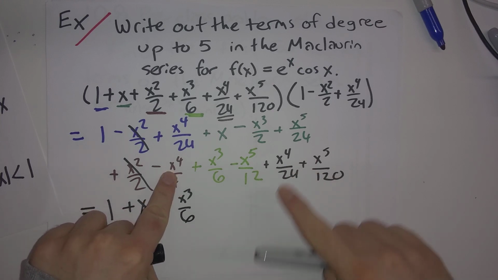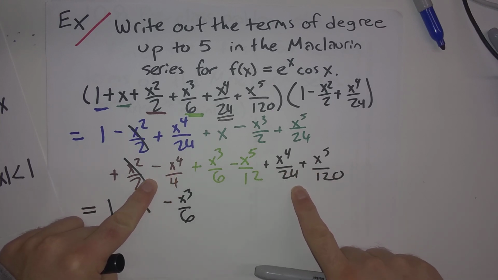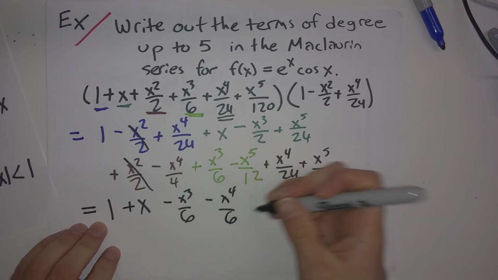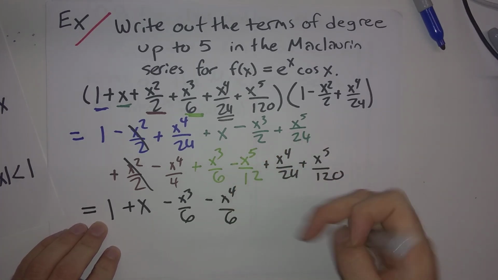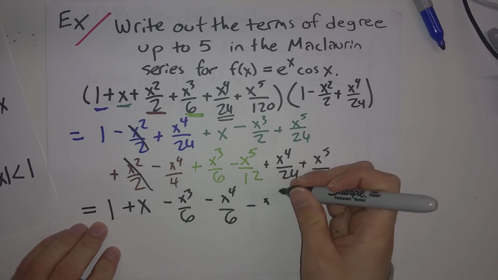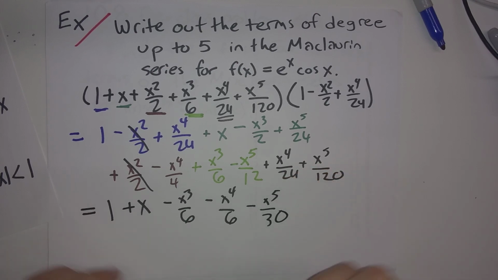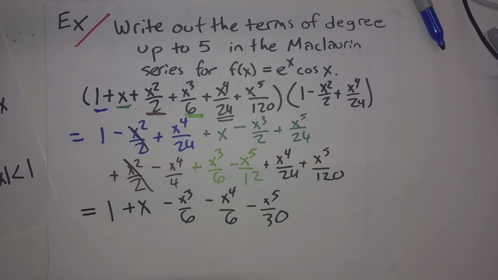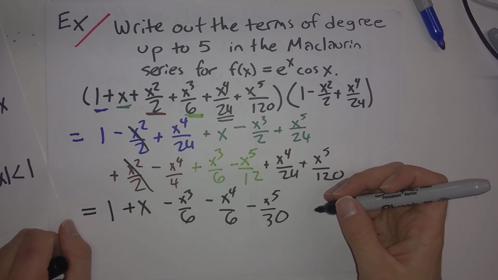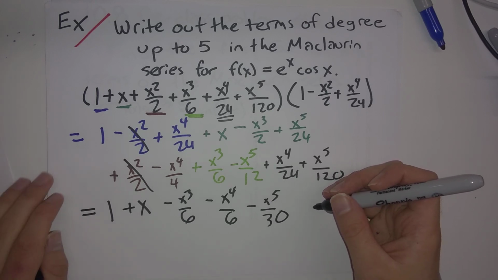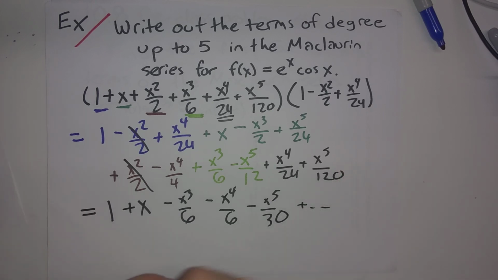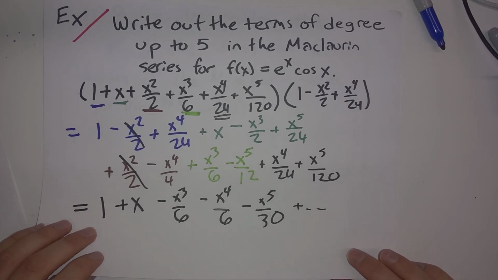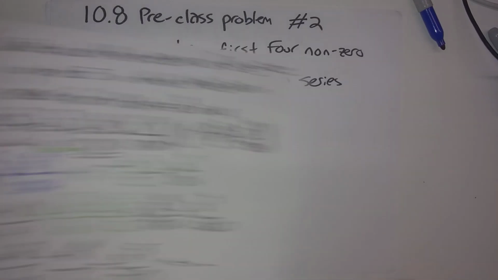When we combine the x to the 4th terms together, we end up with minus x to the 4th divided by 6. And when we combine the x to the 5th terms together, we get minus x to the 5th over 30. So these are the terms up to degree 5 in the Maclaurin series for f of x is e to the x times cosine x. We could go farther if we wanted to, but this is as far as the problem asks us to do.